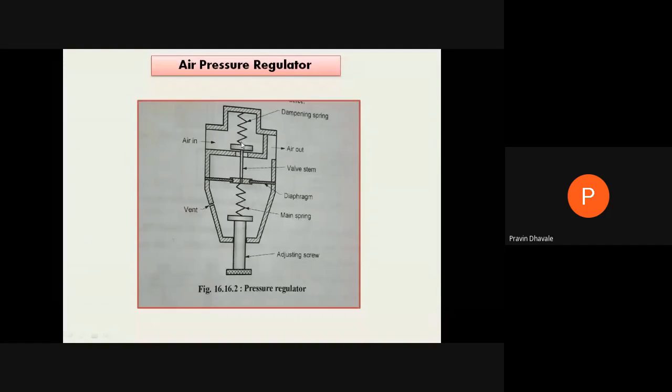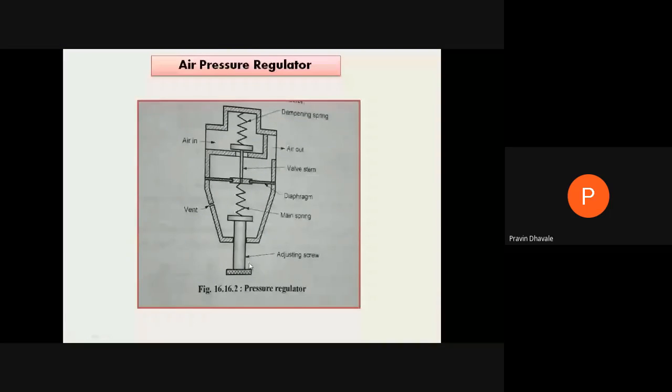आणि जेवढा हा वॉल लिफ्ट होईल त्या प्रमाणात इकडून जी येणारी एअर आहे ती इथून पास होणार, इथून इकडे येणार आणि इथून अशी बाहेर पडणार. म्हणजे जे काही एअरचं प्रेशर तुम्हाला सेट करायचं ते हे ऍडजस्टिंग स्क्रूच्या साहाय्याने तुम्ही सेट करू शकता.